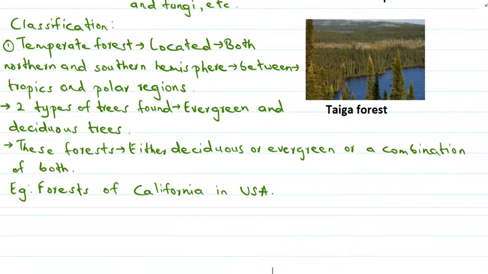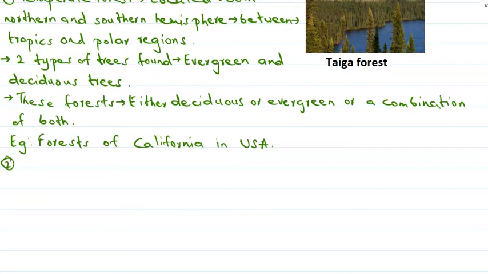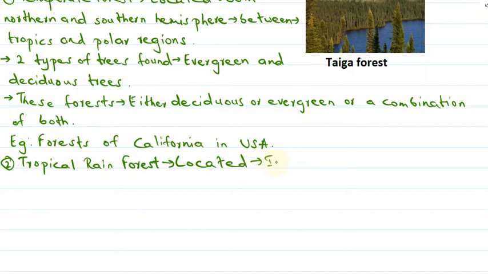Okay, now let's move on and study the next type of forest ecosystem, that is the tropical rainforest ecosystem. These tropical rainforests can be found in Southeast Asia, West Africa and North America. Let's see the characteristic features of these forests. First, where are they located? They are located in the tropics, around the equator. This is the location where we can find this type of forest ecosystem.